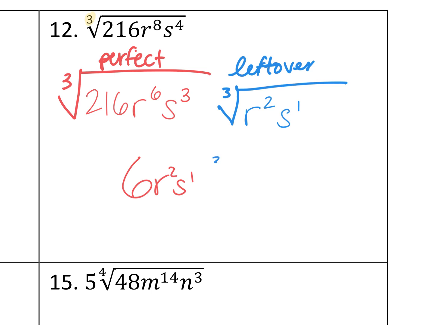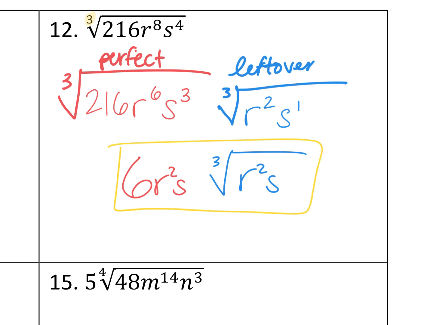Okay, and then cube root of this one stays. These are not perfect, and so you cannot evaluate them. So technically, do you need the S to the first? No. You could get rid of that. So just that. Does this make sense?